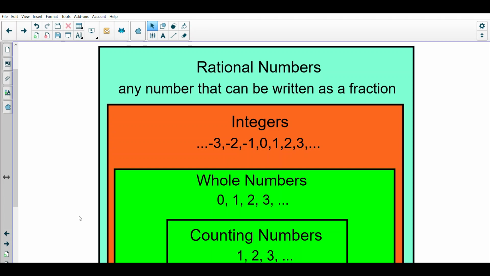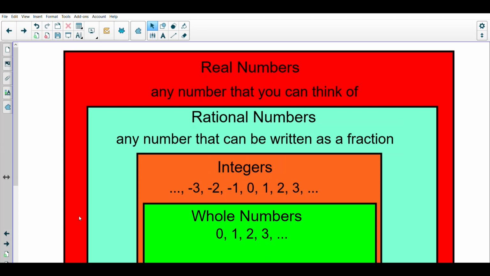A fraction is obviously a rational number. And a whole number is a fraction too. It can be written as 1 over 1, 3 over 1, negative 5 over 1. Those are still fractions. Some decimals can be written as fractions: 0.5 can be rewritten as 1/2. So those are all rational numbers, any number that can be written as a fraction.